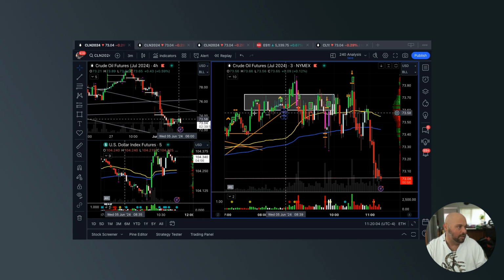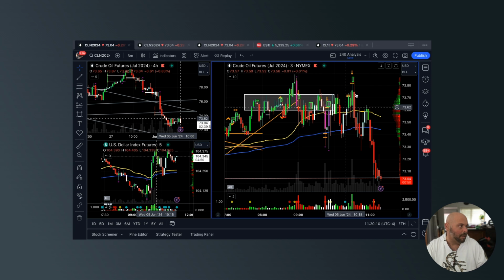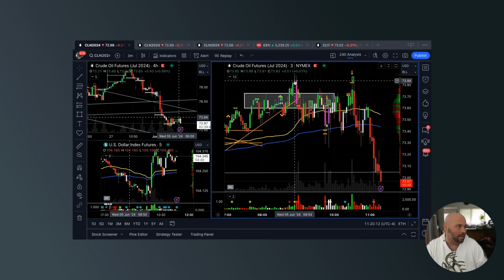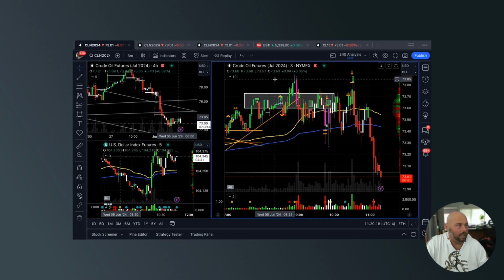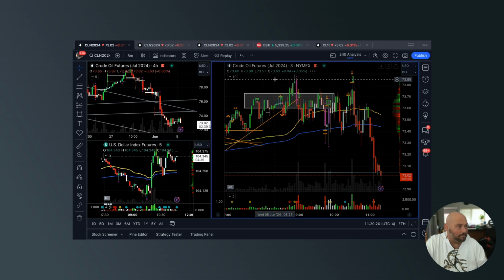This did take us into a little bit of stagnant sideways. Market ultimately pushed up, came back down, got super choppy, retested this high that we specifically identified, and that if we were unable to get above it, that's it, we're done. We're going to go lower for the day. And that's essentially what happened.